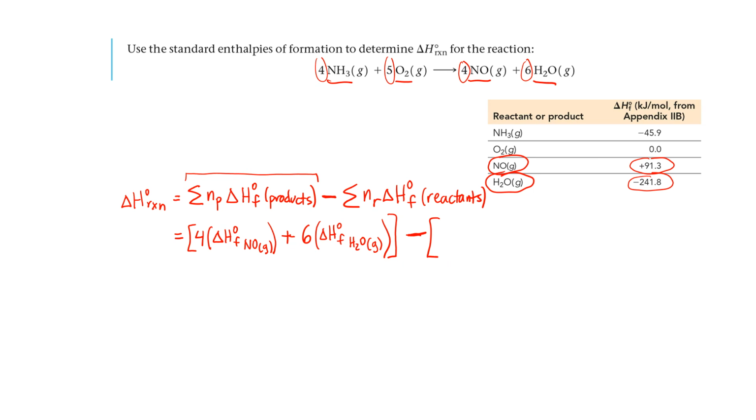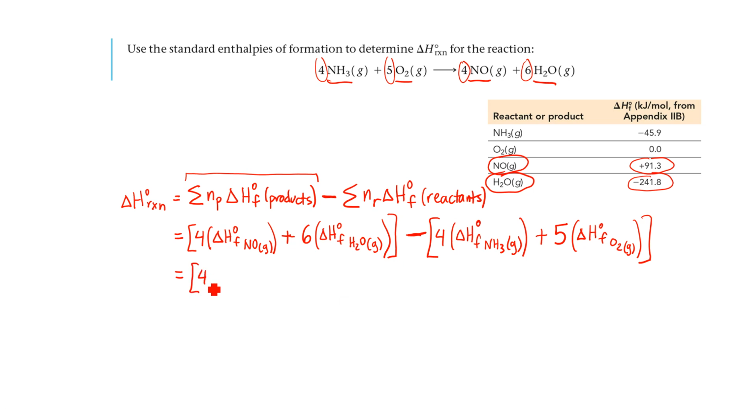So I'm going to write bracket, 4 delta H formation of NH3, plus 5 of the oxygens. Hopefully you're with me so far.